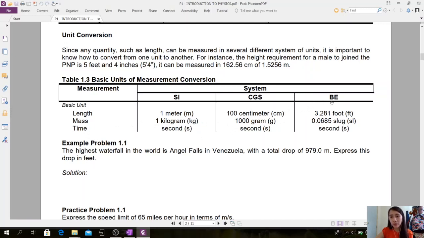And for the last one, we have the BE, or the British Standard. Under the British Standard, the unit of length is in foot, while for the mass, that is in slug, and second for the time. For instance, the height requirement for a male to join the PNP is 5 feet and 4 inches. That is in the British engineering system of units. But if we are going to convert that in the SI or the CGS, we can say that the required height is 1.6256 meters for the SI and 162.56 centimeters for the CGS.